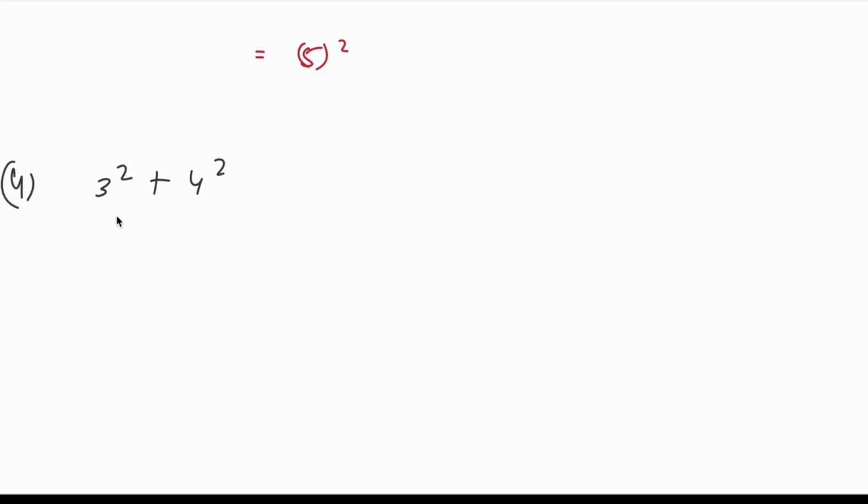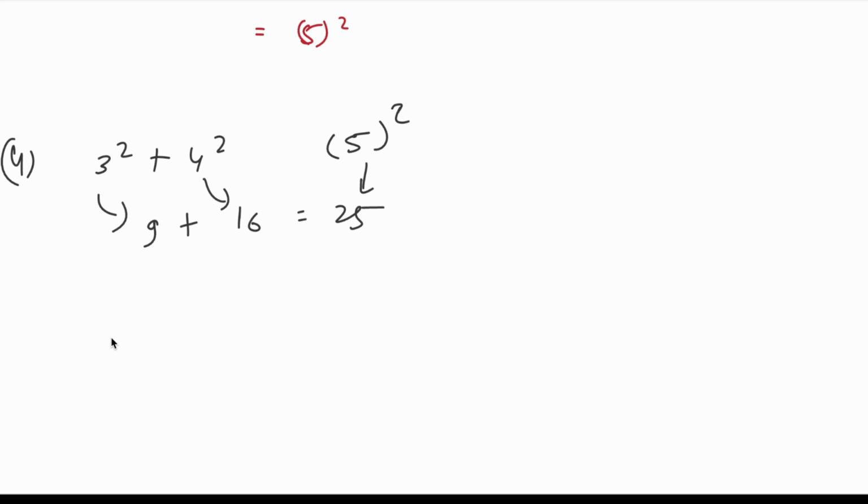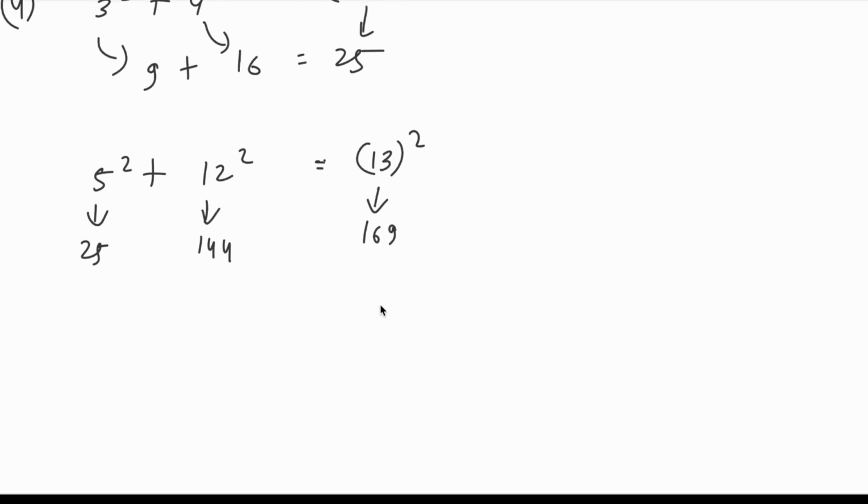3 square plus 4 square, this is 9. 4 square is 16, which gives 25. And they have written here 5 square. So this is the answer. Now the next pattern they have given, 5 square plus 12 square. 5 square is 25, 12 square is 144, and they have written 13 square, right, which is 169.